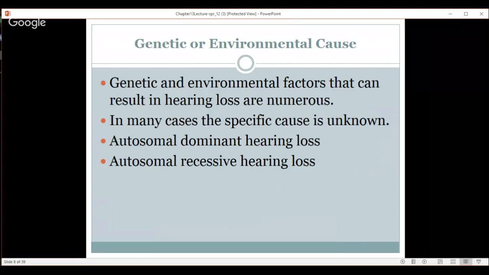And then autosomal recessive hearing loss. Both parents carry a recessive trait for hearing loss, but neither of the parents has a hearing loss. Their child has a 25% chance of a congenital hearing loss, which, if it does occur, may be unknown or a surprise to the parents who are hearing.